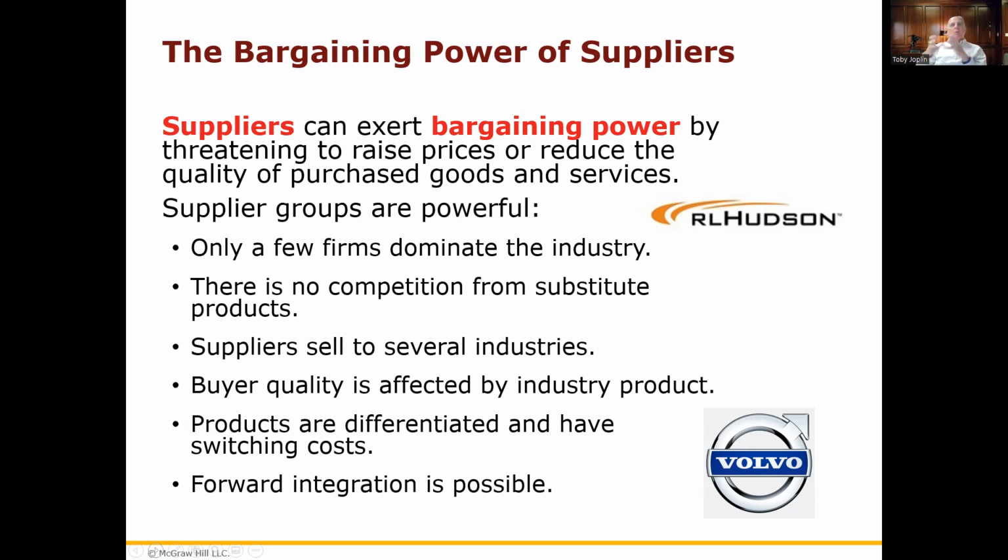And so if R.L. Hudson makes a rubber hose for an Indian motorcycle, and Indian Motorcycles gets mad, or Victory Motorcycles get mad at R.L. Hudson, they can't just go down to the local parts store and buy that hose. It's a custom molded, designed hose. Now, they could make plans to switch to another supplier, but there would be a longer runway. So again, these are all things that affect the power of suppliers. Make sure you can recognize those.